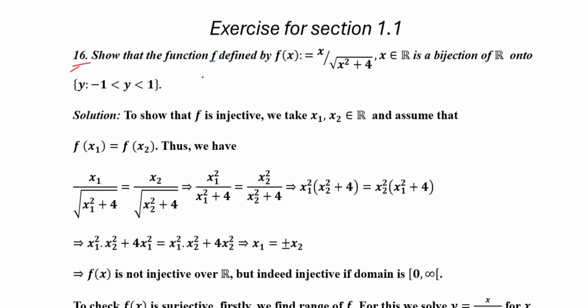In the question, the author claims to show that the function f defined by f of x is equal to x over square root of x square plus 4, where x belongs to R, is a bijection of R onto the open interval minus 1 to plus 1. So firstly, when we check this function for injection, this function is not an injective function.